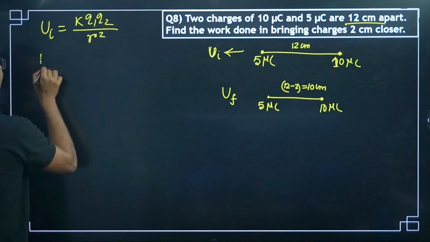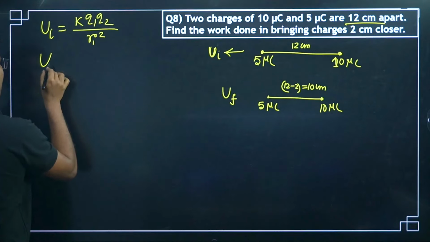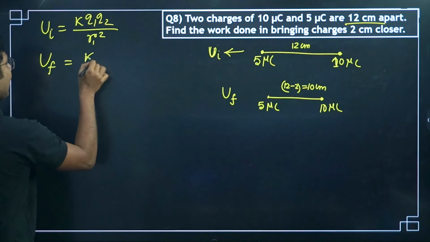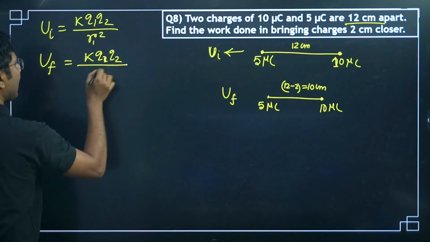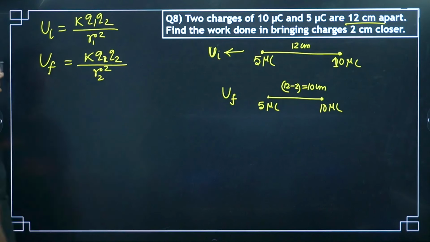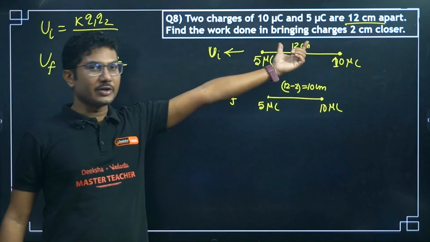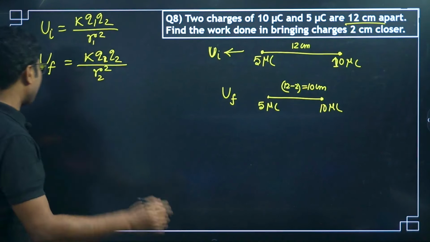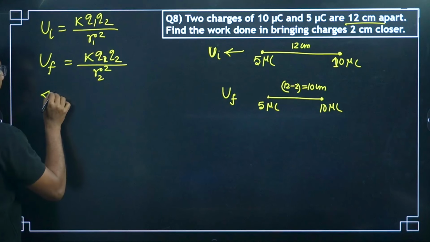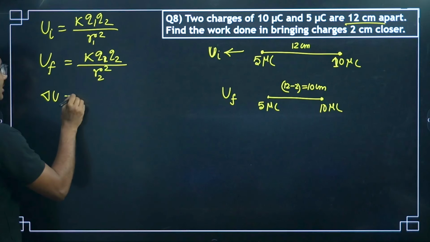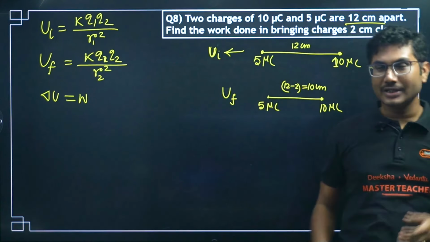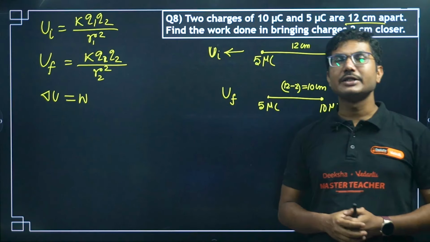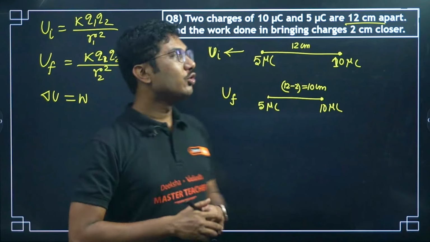What is the final case? So, this is say R1. Final case K Q1 Q2 by R2 square. Both Q1 and Q2 will remain the same, only the distance initially was 12, finally is 10 centimeter. So, what is the difference in potential energy? Difference in potential energy must be the work done. If you remember first PU chapter work energy, whatever is the difference in potential energy, that much work you have to do.